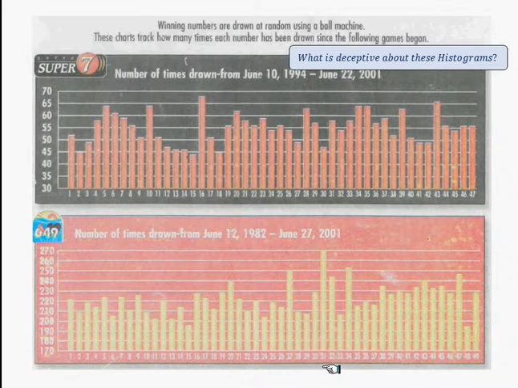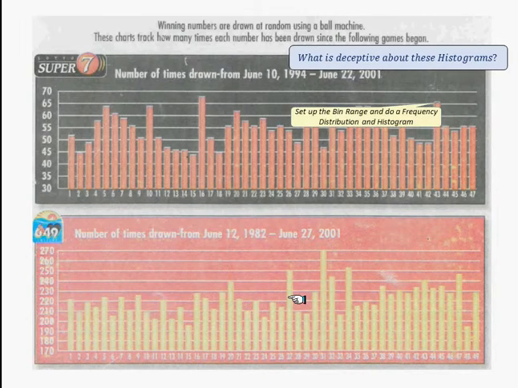And now this is what you'd see if you looked at the results of the Super 7 and Lotto 649, and you can see there's something deceptive here. What's deceptive, of course, is the starting point is not zero. You're looking at the tops of them, so these high points are exaggerated simply because we're not looking at the base of zero. So this is ratio data.